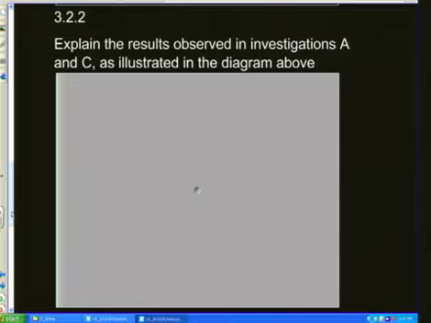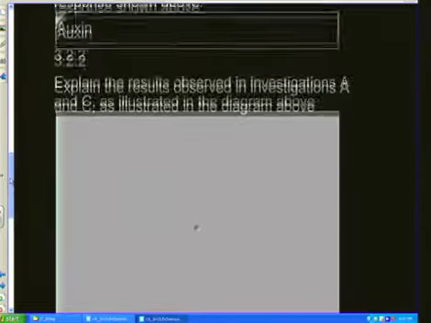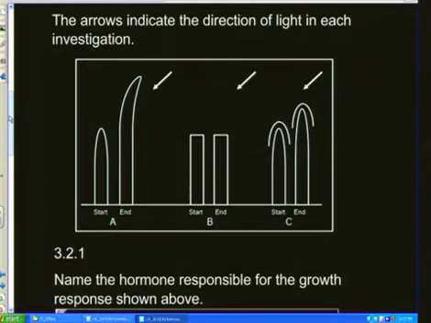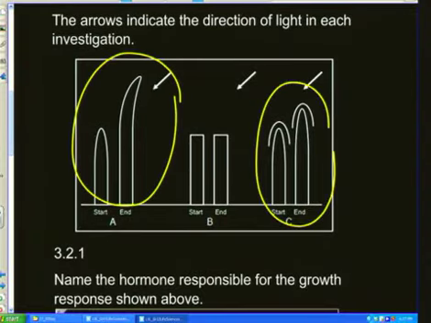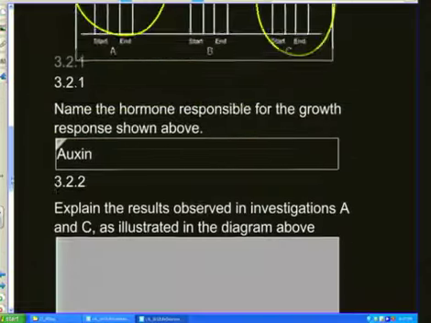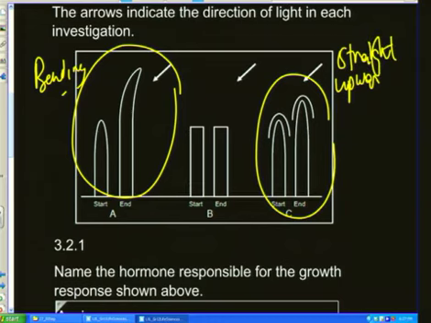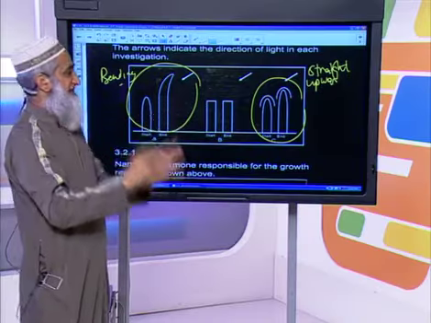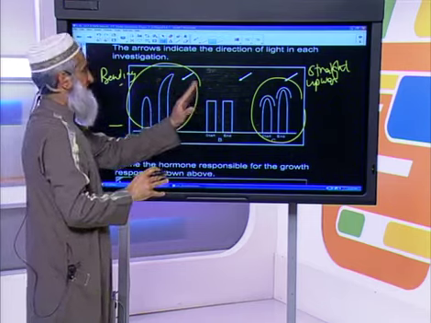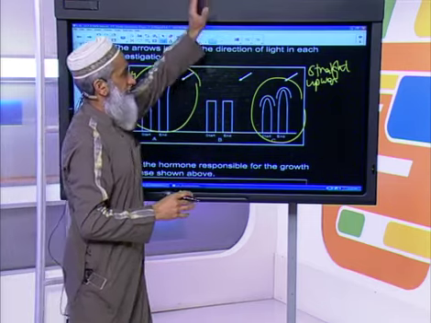Explain the results in A and C, as illustrated. So they want the result here. It is bending towards light. So you've already told us the first thing, that in A, it is bending towards the light, right? Okay, and here? It is growing upwards. Straight upwards, we'd rather write straight upwards. So first we're telling them the result. What was the result? This one is bending towards the light, and that one was going straight upwards.